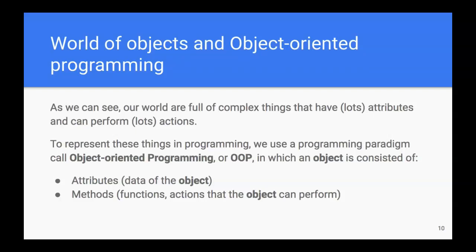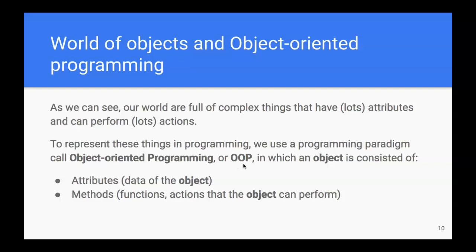In the world that we actually live in, we have a lot of very complex things, and all these things have attributes that define them. All of these things can also do a lot of different things, perform different actions. So to represent these things in programming, we use this paradigm called object-oriented programming, or OOP for short.